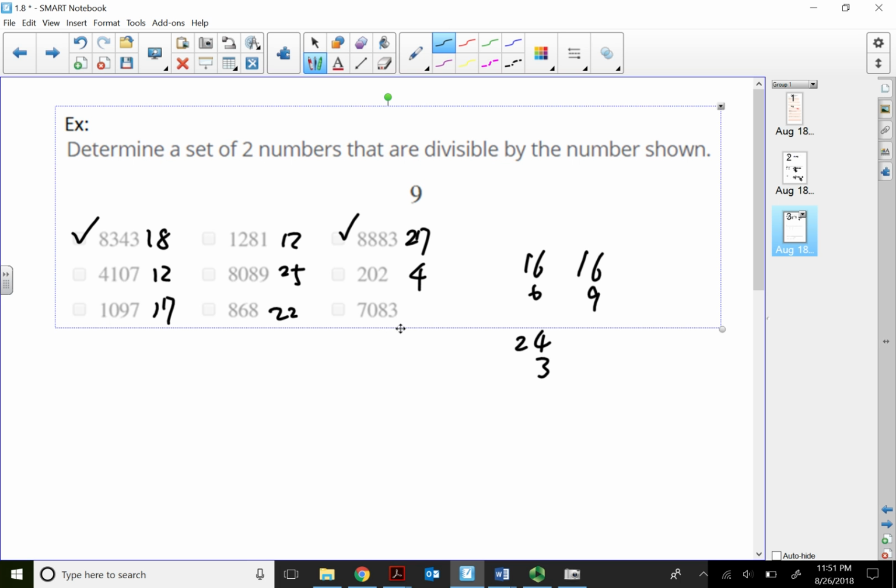So 2 numbers. Hold on a minute now. This is possible. 8 times 3, 24, right? Did I do this one right? That's 18. Okay. I thought it's only going to be 2 numbers. Maybe it's 3.